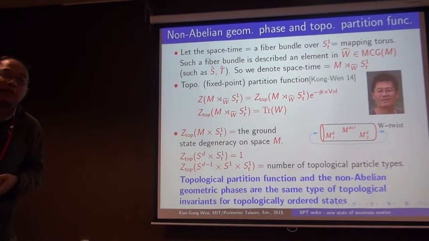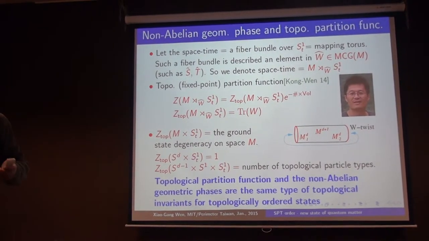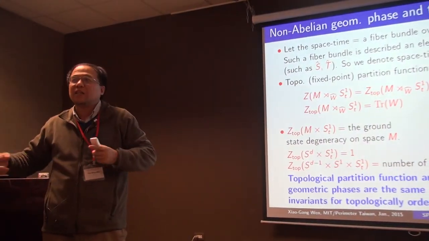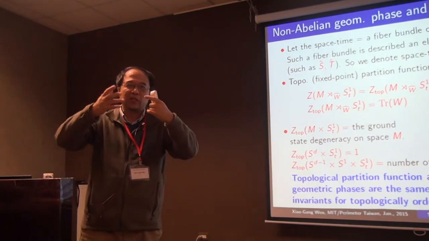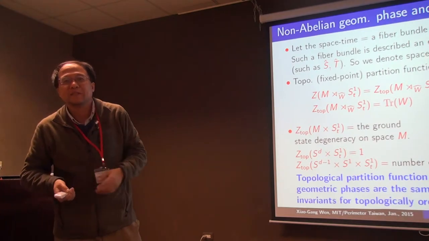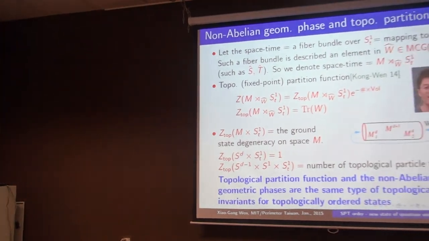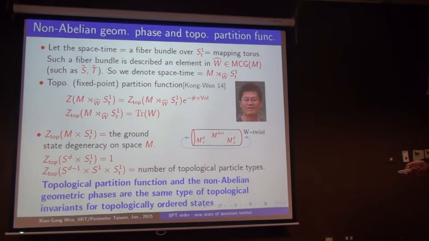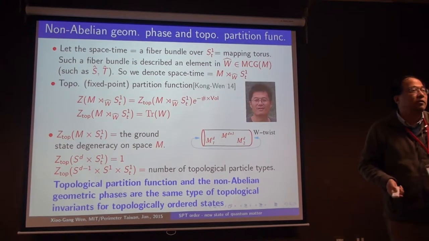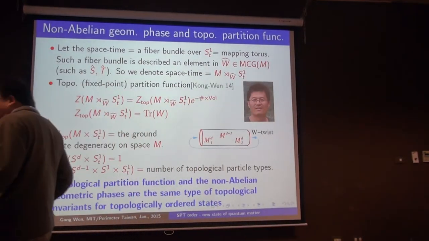So this bound on entanglement entropy also belongs to that. When you assume entanglement entropy has certain properties, that really tells you how you glue two regions together. And when they satisfy certain properties, then you can show that on the sphere, when you glue them together, the degeneracy should always be equal. So therefore the topological partition function and the geometric phase are actually the same type of topological invariant. They're very closely related. So this theory will play a very important role.